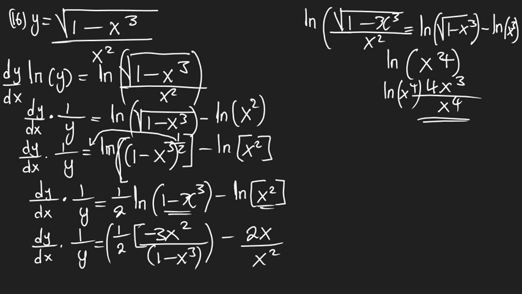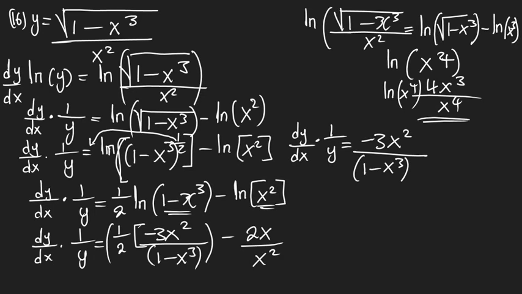From there, you are going to have dy over dx 1 over y is equal to, okay, so you now do the top, you are going to get minus 3x to the power 2 over 1 minus x cubed. Okay, by the way, this is supposed to be multiplying because the 2 is multiplying whatever is down there. Then this is going to be minus 2x over x to the power 2. Now let's try to do the final answer.